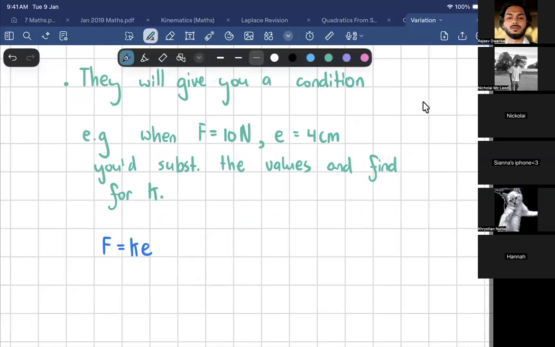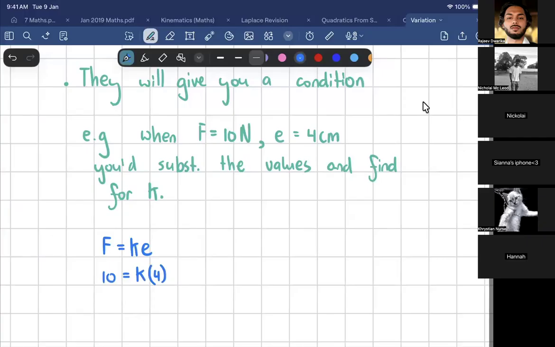All right, so let's continue. They're telling us F is 10 newtons and E is 4 centimeters. No problem. So anywhere I see F, Nikolai, what will I replace that with? 10 newtons. I'll replace it with 10. I don't know what K is. They're asking me to find for K. Do I know what the extension is? Yeah, 4 centimeters. Good. And I'm trying to find for K. If I'm trying to find for K, then K needs to be the only thing on the right-hand side. So we have K by 4.